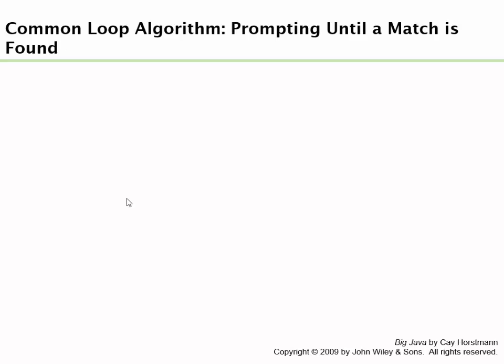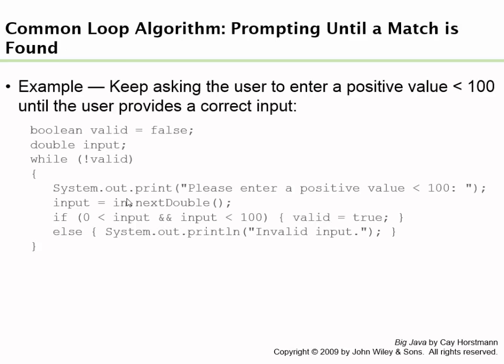Here's one where you're asking for a specific item. Typically, this is a good one to use for passwords. Okay, so here you set valid equal to false. You have this double, which is called input. And while it's not valid, so not false is true, okay? Or not valid is true. Then you go here, say enter a positive value less than 100.